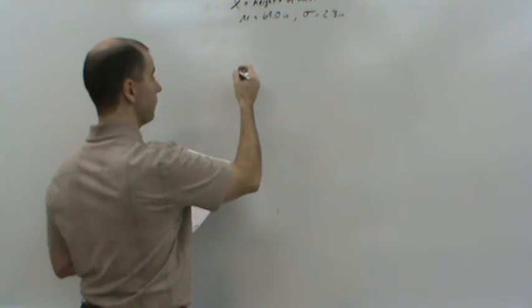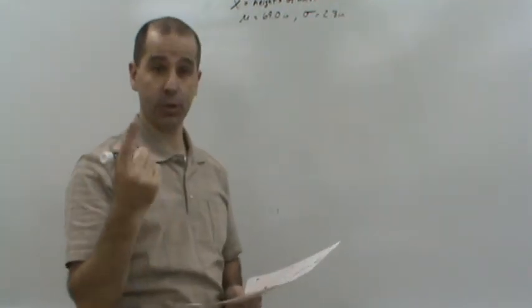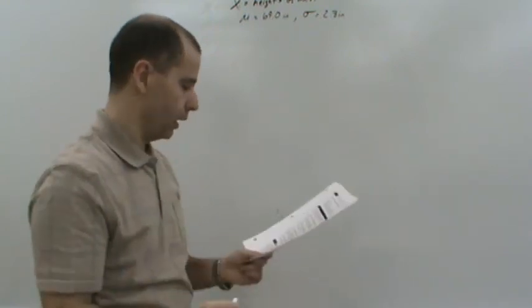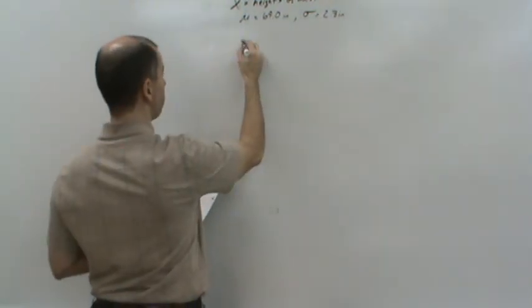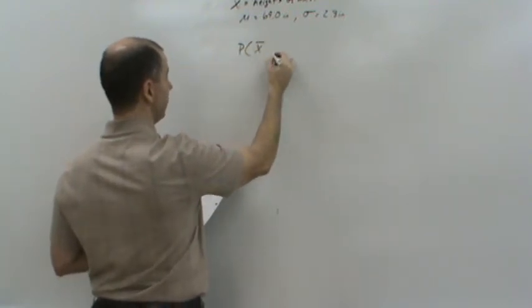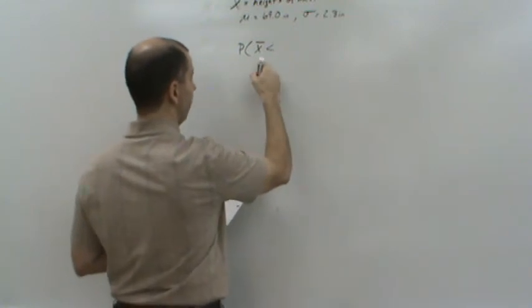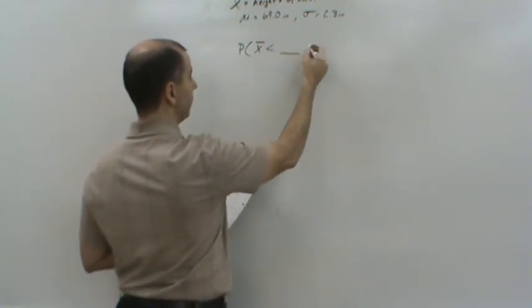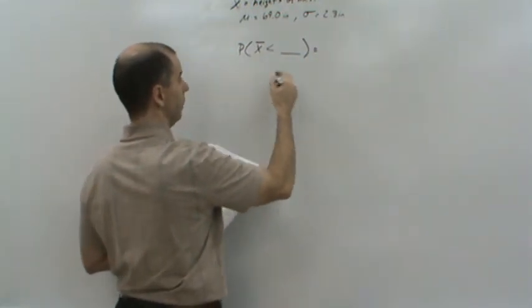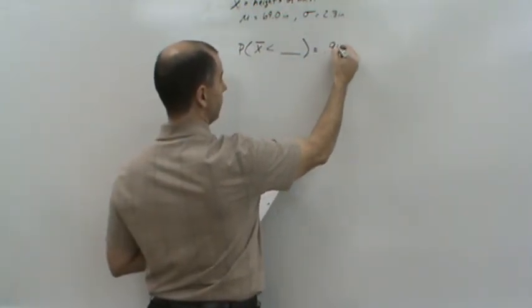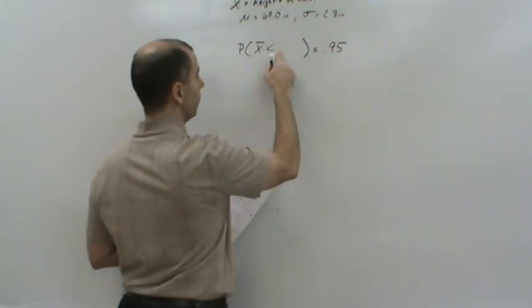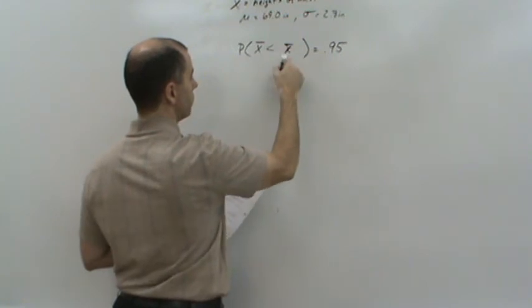So we want to find the 95th percentile of heights of all men, of this group. So it's going to be the same problem as what we did before. So we want the probability that the average height of men in this area, whatever that height is, to represent the 95th percentile. So again, we want this to be 0.95 for the area to the left. Okay? So again, we're looking for this value.